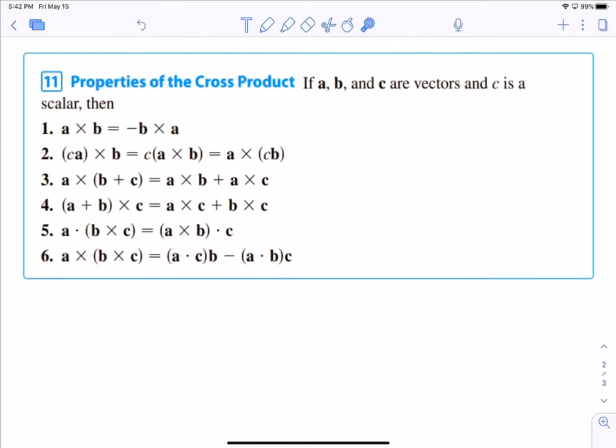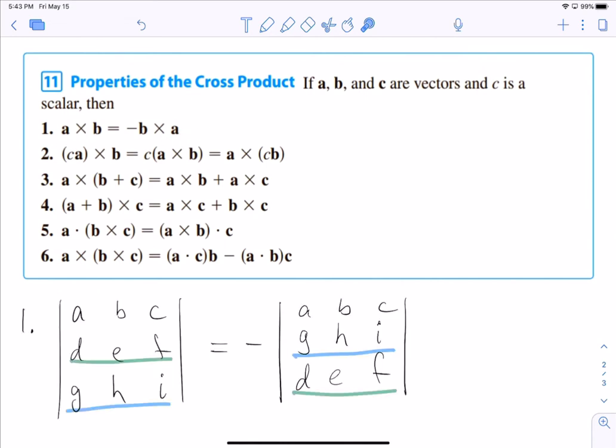The cross product has properties. I'm not going to read them all to you, but I should point out a couple of things here. A cross B is equal to the negative of B cross A. The cross product is not commutative. Order matters. And the reason for that is what happens when we compute a determinant generally.